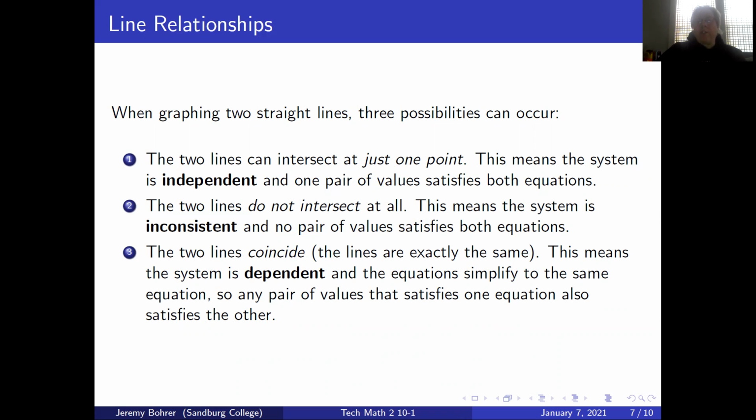And third, the two lines coincide. They're exactly the same. This means the system is dependent and the equations simplify to the same equation. So any pair of values that satisfies one equation also satisfies the other.